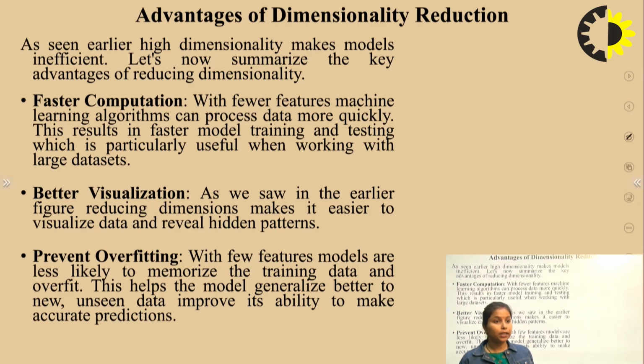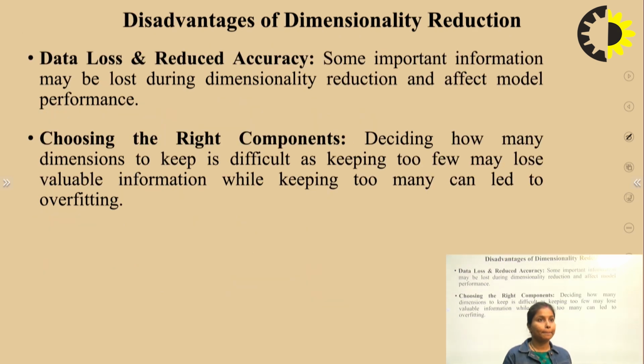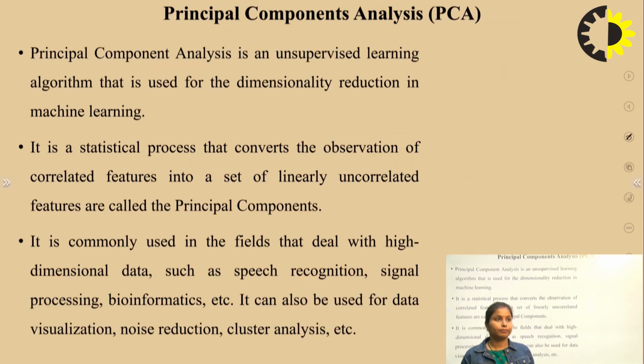So overfitting of this model generalize better to new unseen data and improves its ability to make accurate predictions. Some disadvantages of dimensionality reduction are data loss and reduced accuracy, like some important information may be lost during the dimensionality reduction and affect the model performance. And choosing the right components, like how we decide the dimensions to keep, is difficult, as keeping too few loses valuable information, while keeping too many can lead to overfitting.